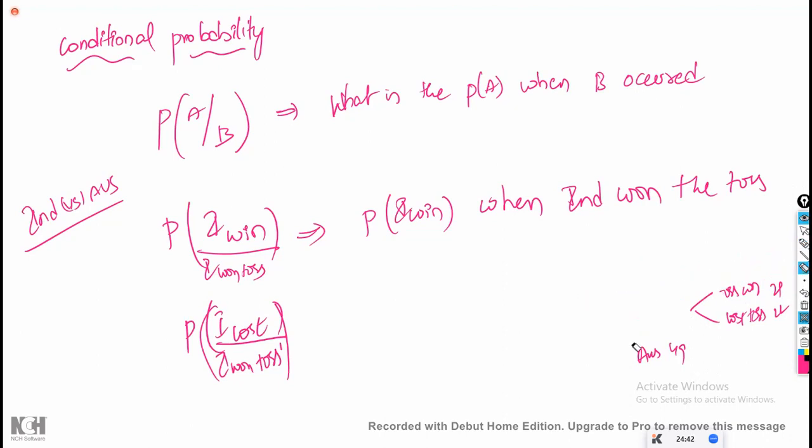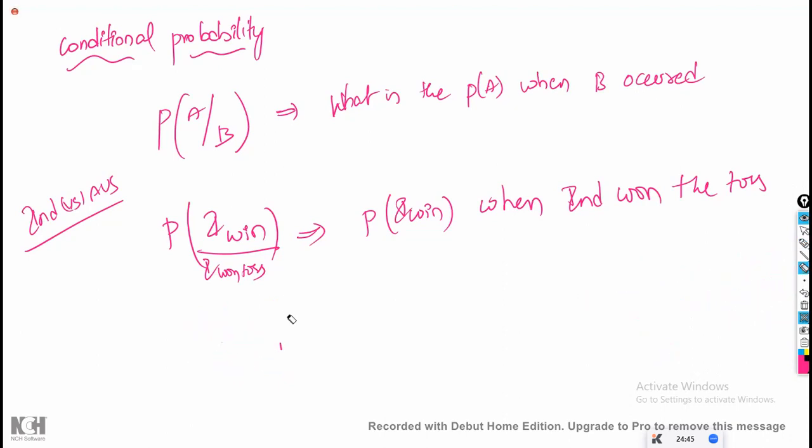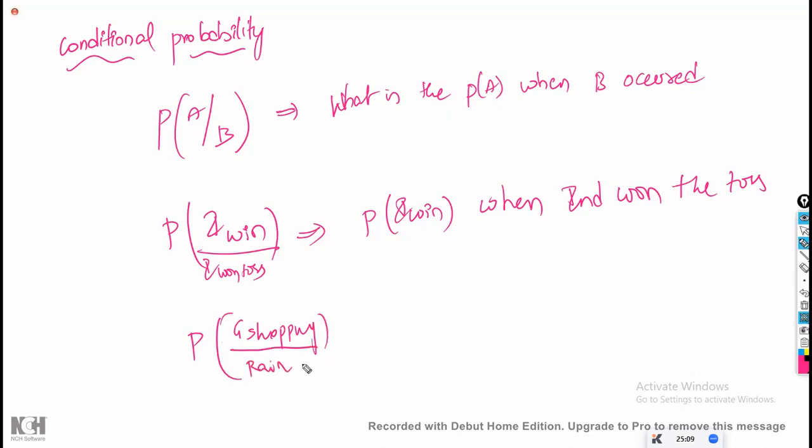Now let us see one more example. What is the probability that girls will do the shopping? General shopping means normal shopping. What is the probability that the girls are going to do the shopping, though it is raining?